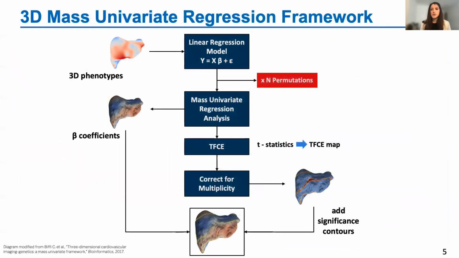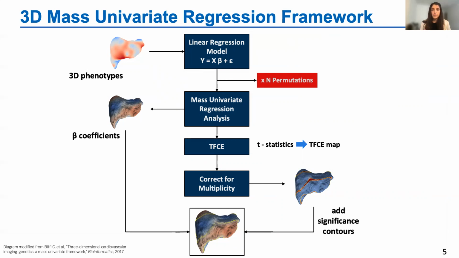In order to map the associations between a 3D phenotype and anthropometric exposure or image-derived phenotypes, we fit a linear model at each vertex, plotting the beta coefficients as a color map over the surface of the liver. We further applied threshold-free cluster enhancement, TFCE, to enhance areas of the signal that exhibit spatial contiguity.